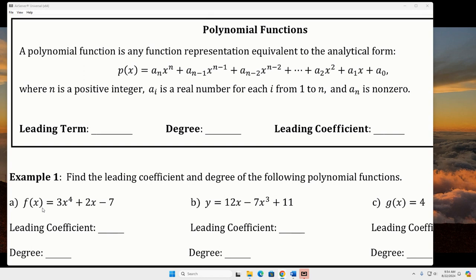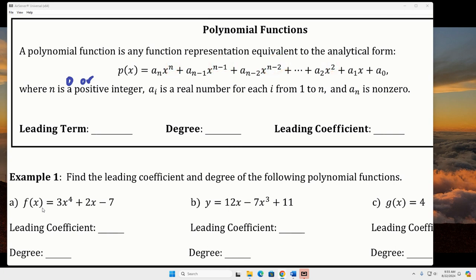But this is a representation of a polynomial function. N is a positive integer. So I'm going to add something to that. N is 0 or a positive integer, because 0 is not a positive integer. So what is not 0 and not a positive integer? Negative. So any negatives, that cannot happen. N represents all of these exponents. So if it's a polynomial function, you cannot have a negative exponent.